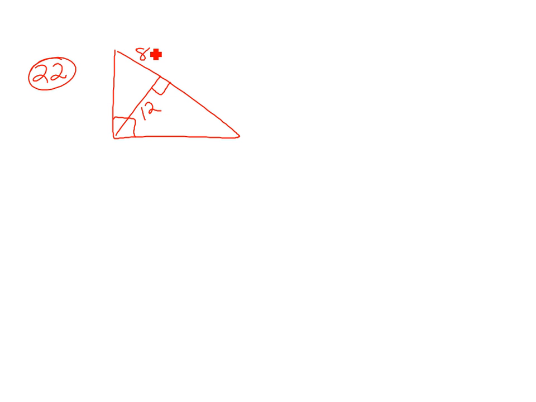Problem 22. They give us this picture. Got a right triangle. Altitude drawn to the hypotenuse of that right triangle. This time the altitude we know is 12. This part right here is 8. And we're looking for the whole hypotenuse.